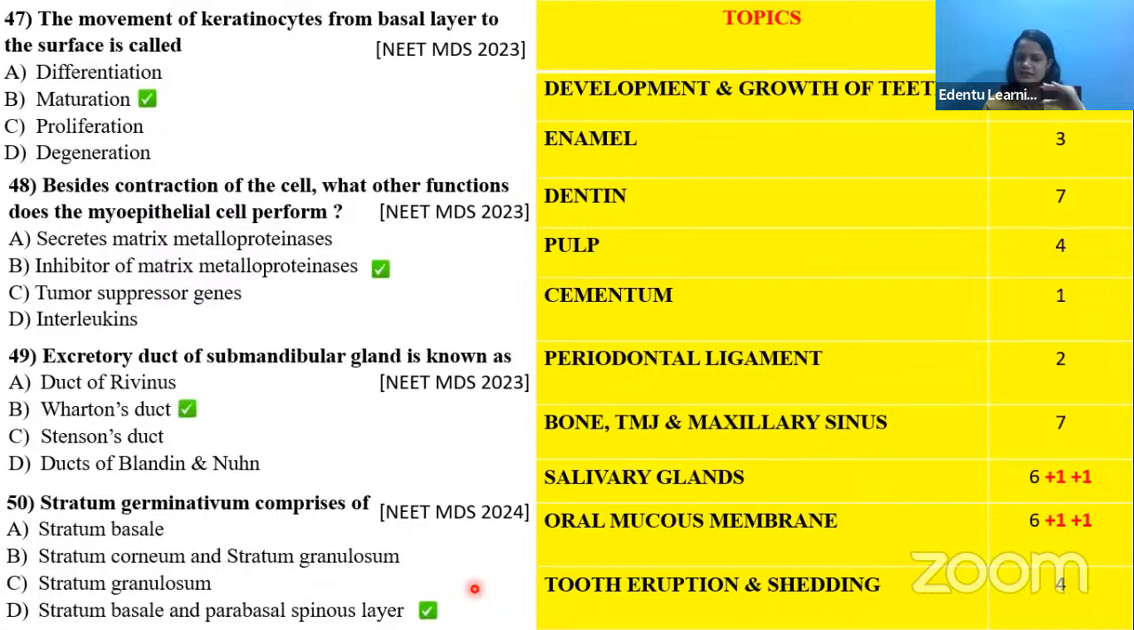Okay, if this is the basal layer, then the layer just above this basal layer is the parabasal spinous layer. Both these layers will have high mitotic activity. They will be constantly dividing. So both these layers together are called the stratum germinativum.